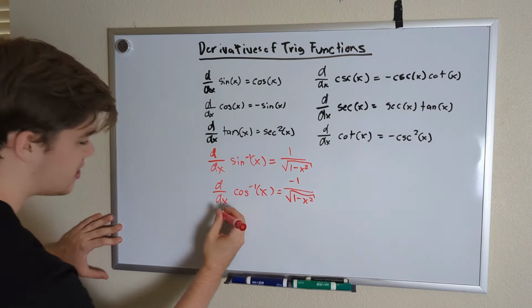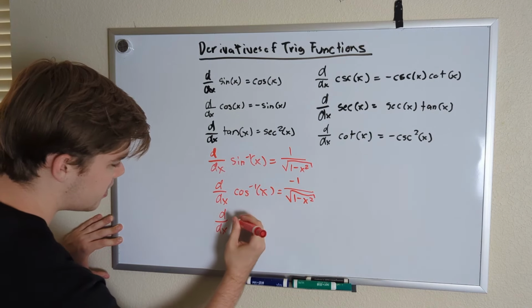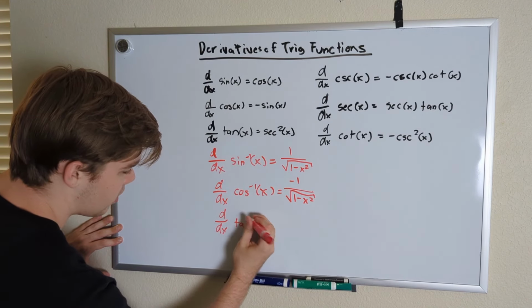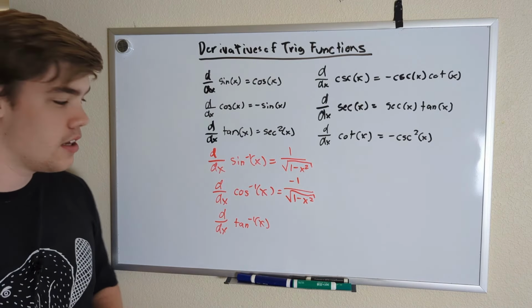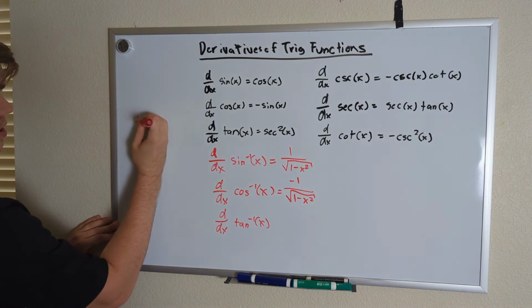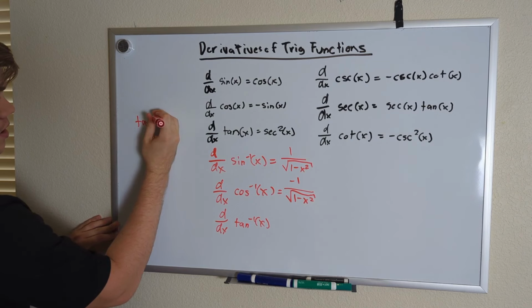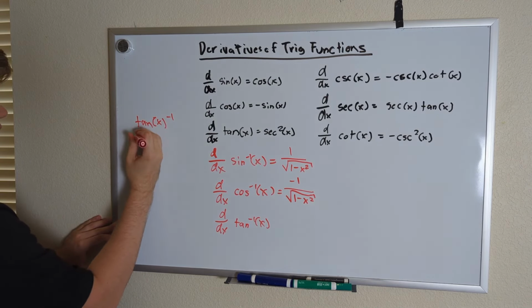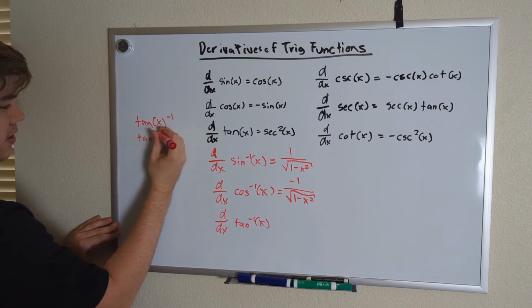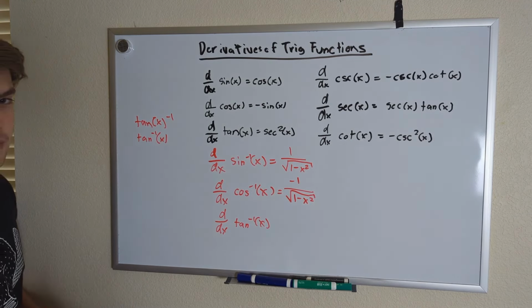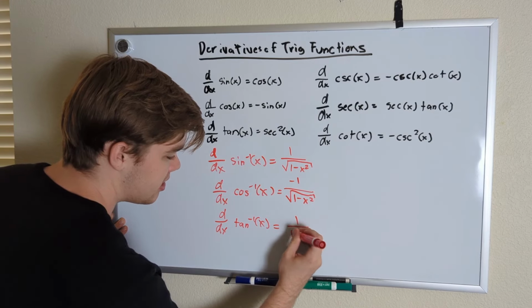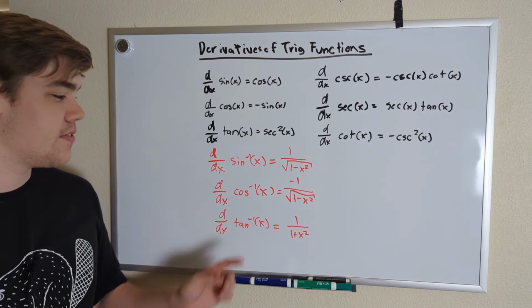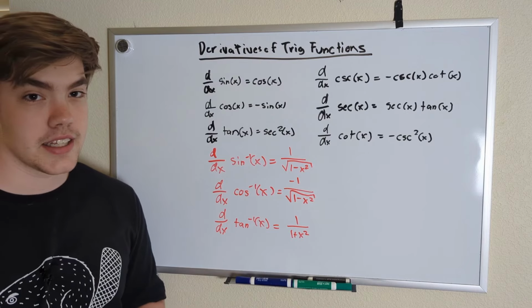Now inverse tangent is different than sine and cosine. So the derivative of inverse tangent, or tangent to the negative first x. By the way, this is not a power notation. A power notation would look something like this: tangent of x to the negative first. This is inverse tangent. Don't get these two mixed up. Anyways, the derivative of inverse tangent is equal to 1 divided by 1 plus x squared. Definitely a little bit different than sine and cosine, but tangent is weird like that, so I guess it makes sense.